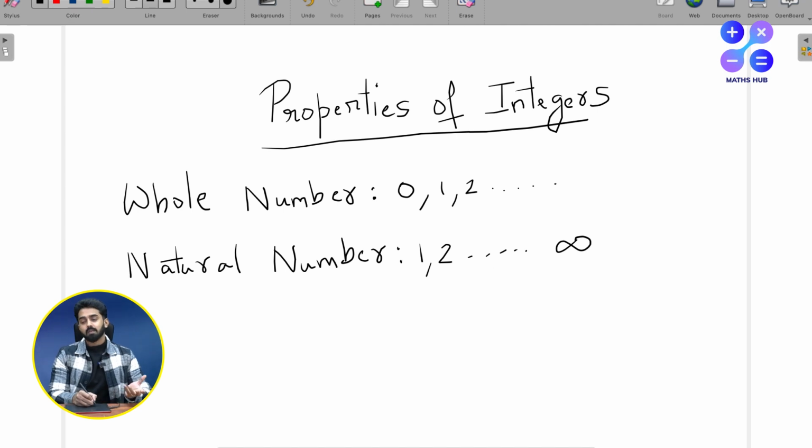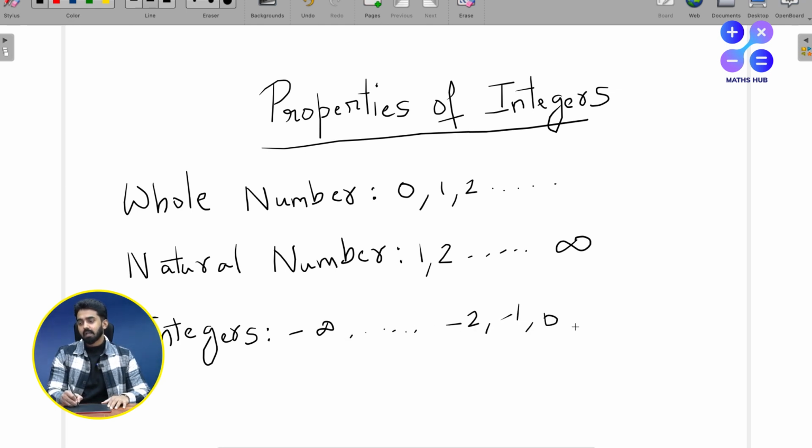And what are the third types of numbers that we talk about, which are integers? So integers are natural numbers plus the opposites or the negatives of natural numbers. So starting from minus infinity and then you go all the way up to minus 2, minus 1, 0 and 1, 2, 3 all the way up to infinity, right? These are all called integers.